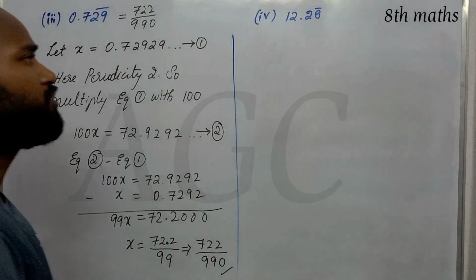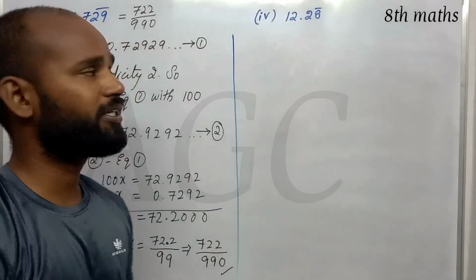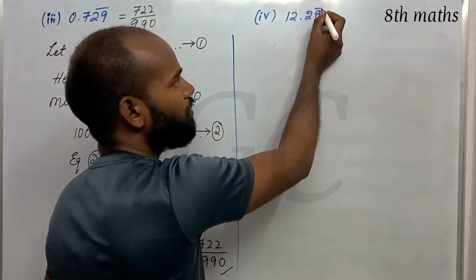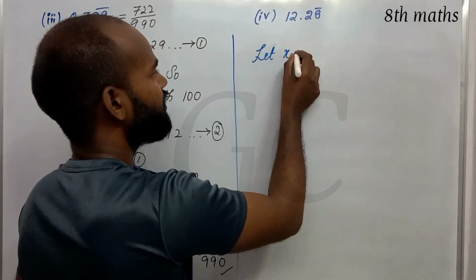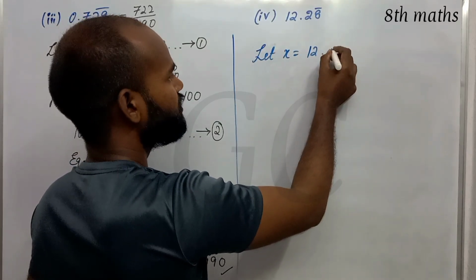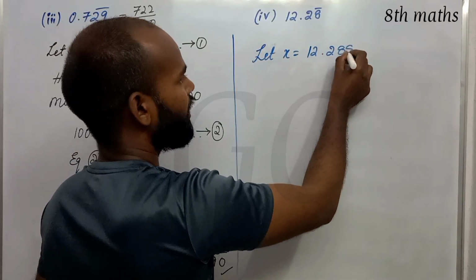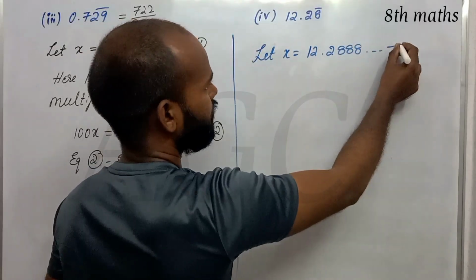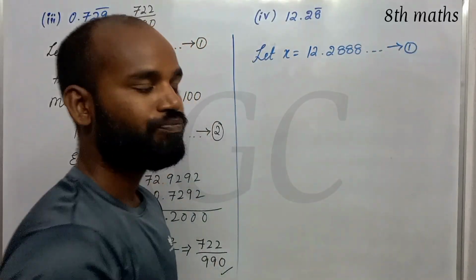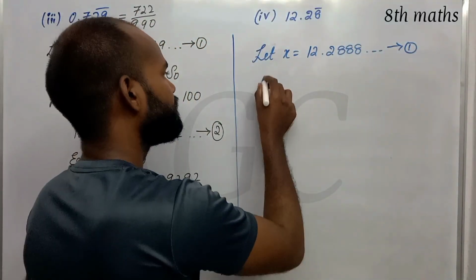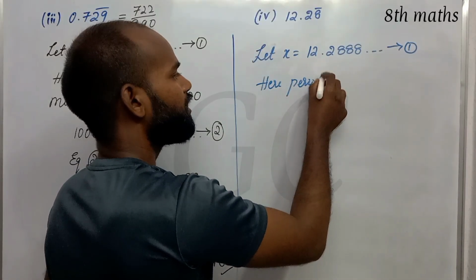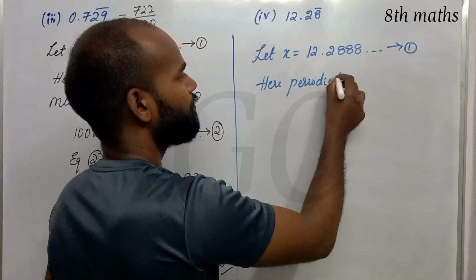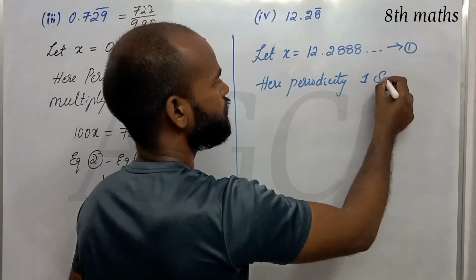So that's all about this third question. Right. Now see this 12th question. It's also same, but here only the bar for the 8. So let x equals to 12.2888 and so on. Let us consider it as equation 1. Then here periodicity is what? Periodicity is 1.